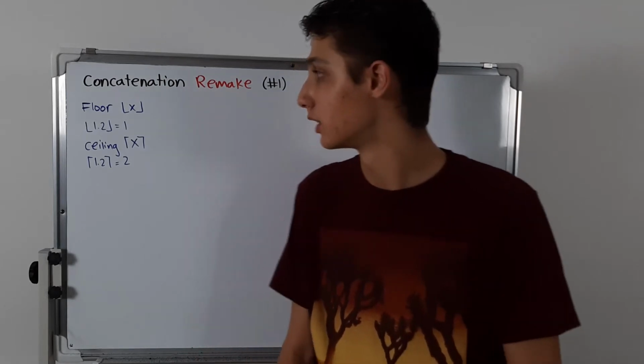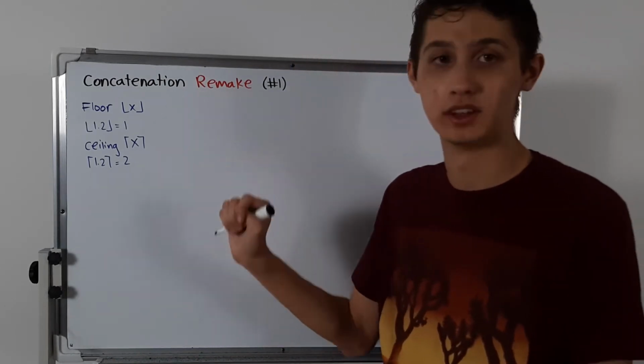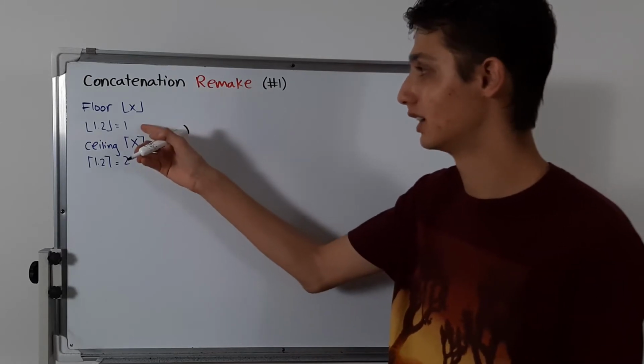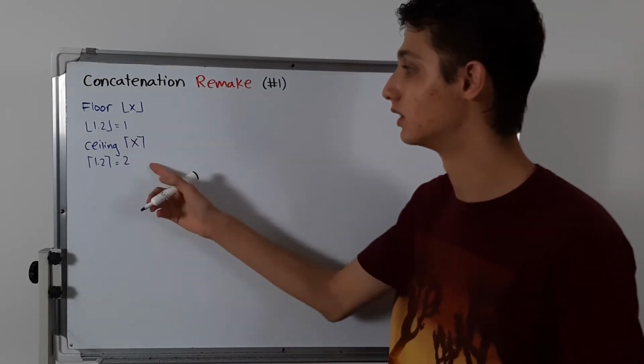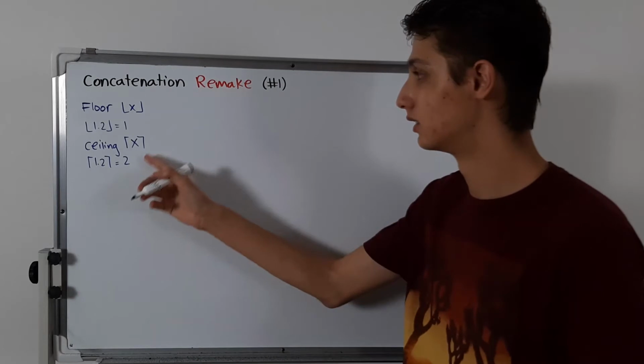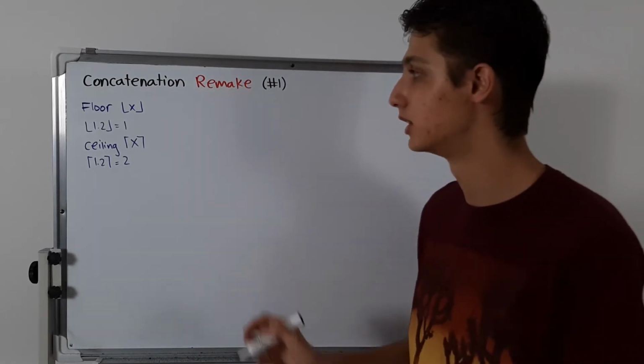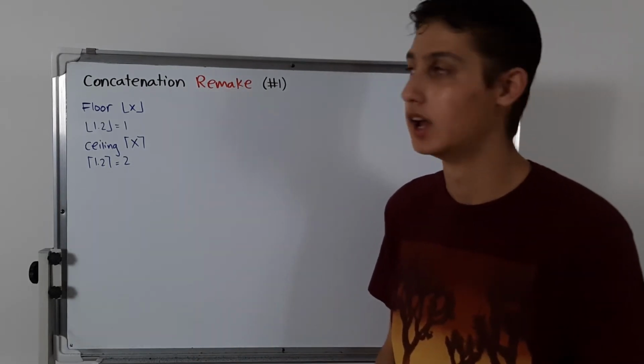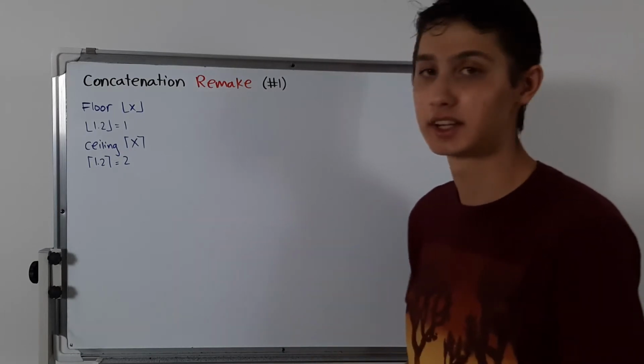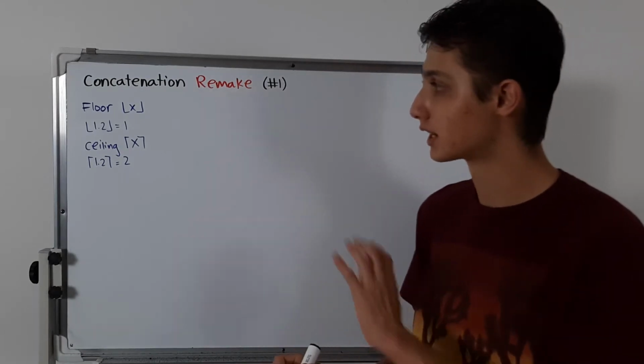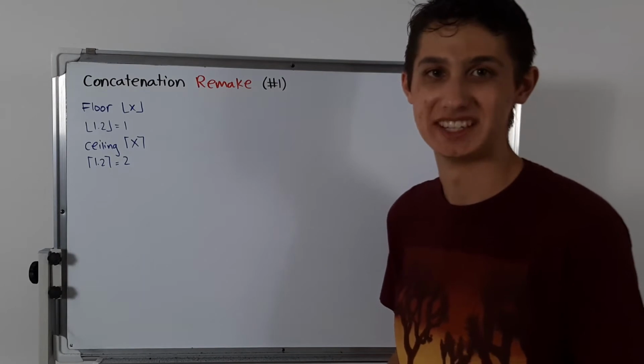So first I just want to make you guys familiar with the floor and the ceiling functions. The floor function, I just think of it as rounding down, ceiling is rounding up, and you can see an example here. I have a short video on this, so let's actually get into it. First let me talk about what concatenation is.